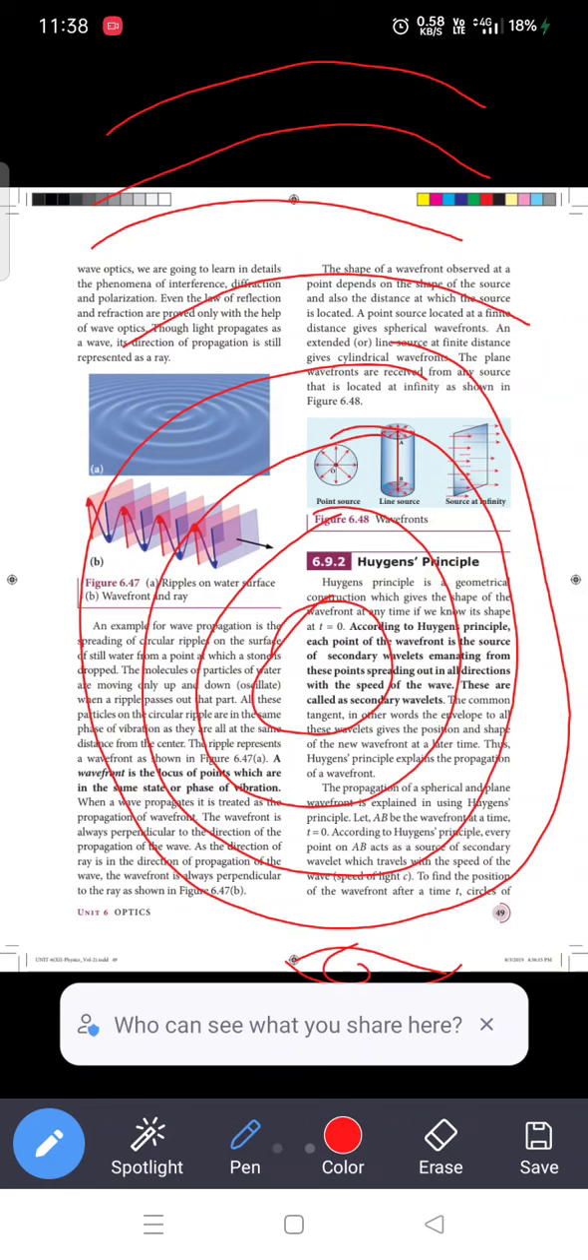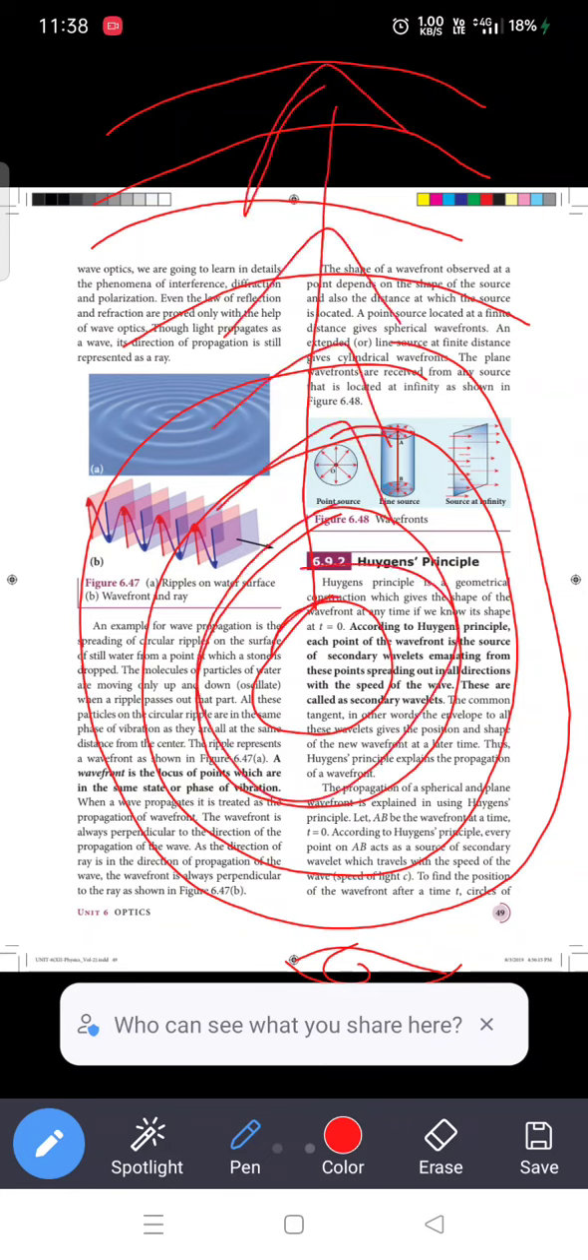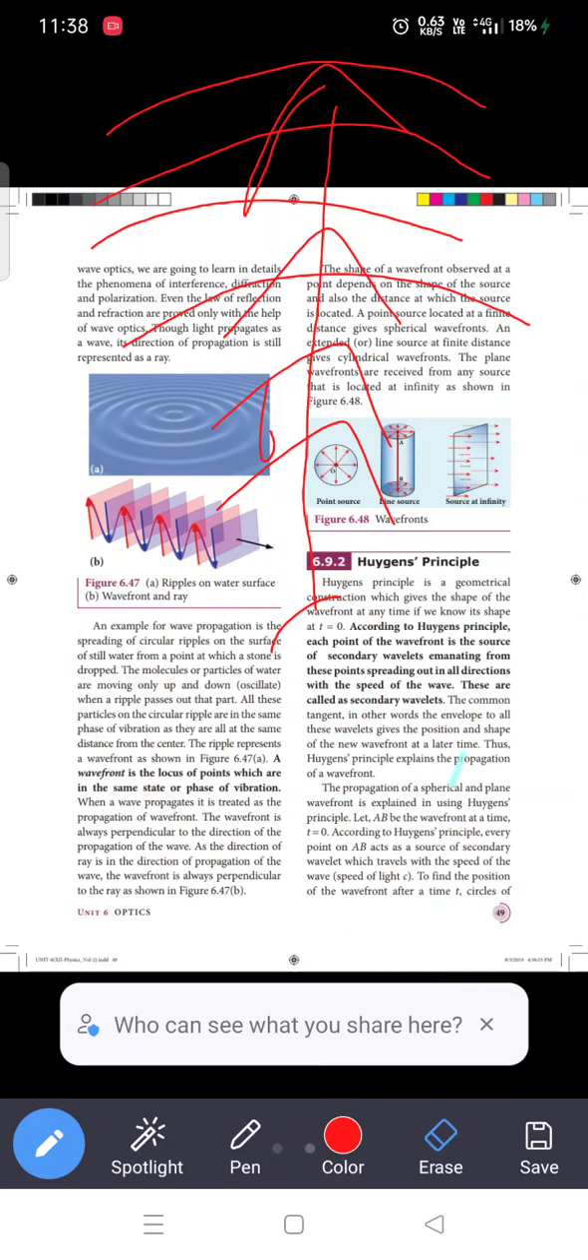Wave front is nothing but the wave going in this way. This is called the wave front. If this wave is created by this, and this wave is created by this, and this wave is created by this one, then the wave going in front is called the wave front. Clear?